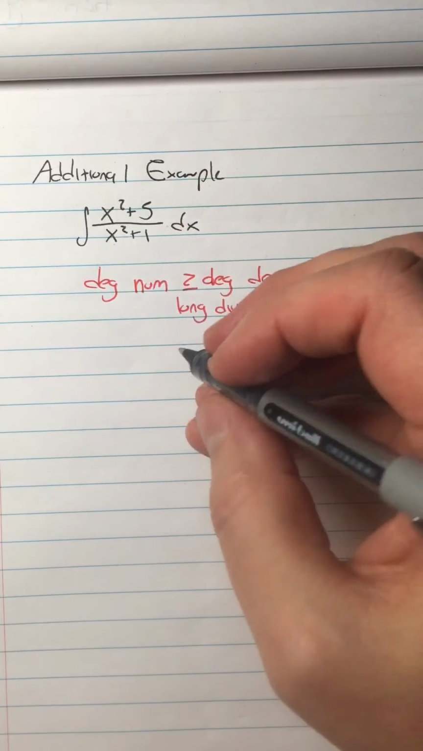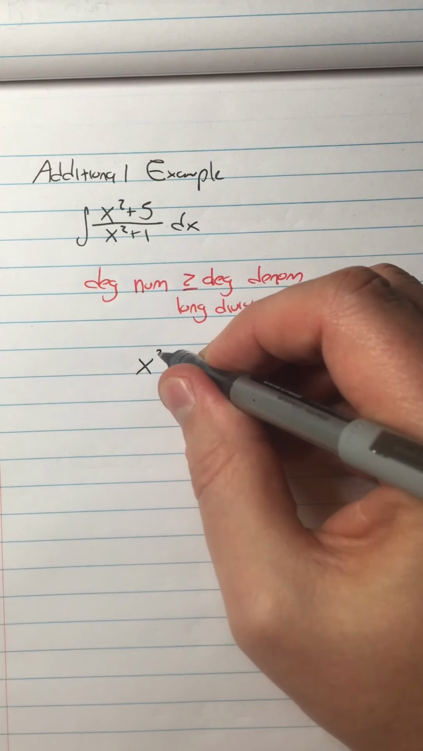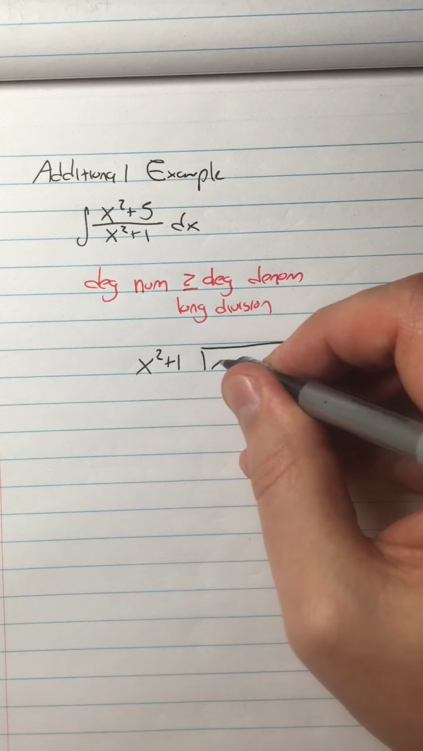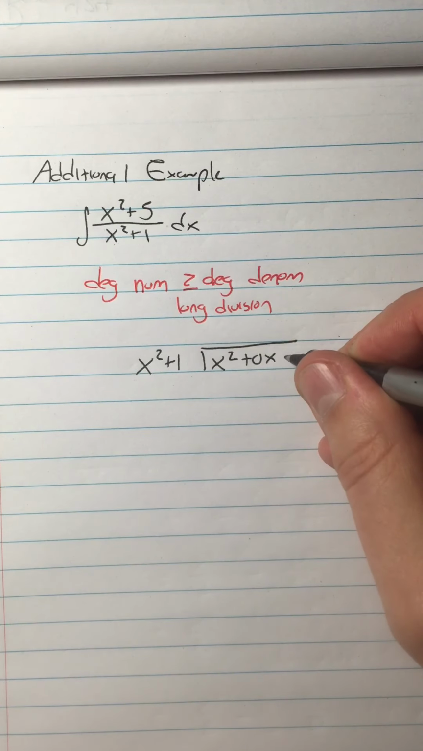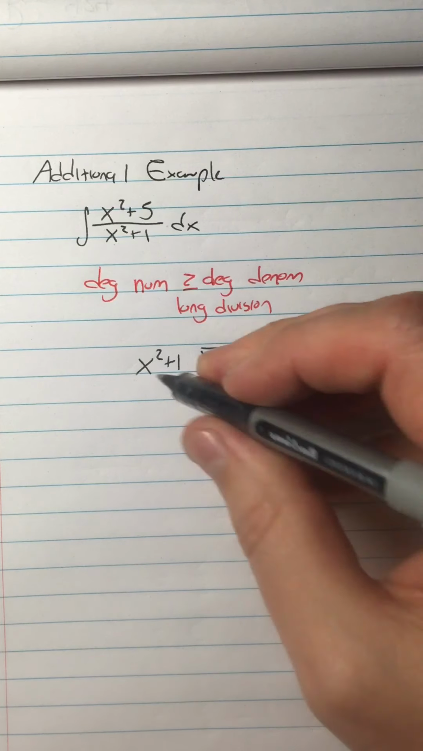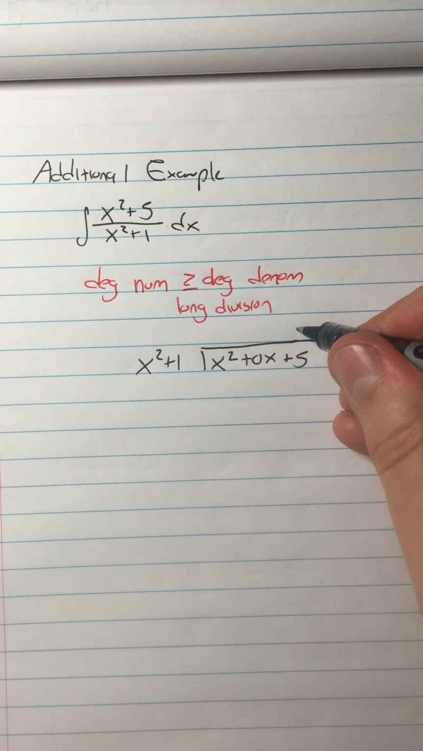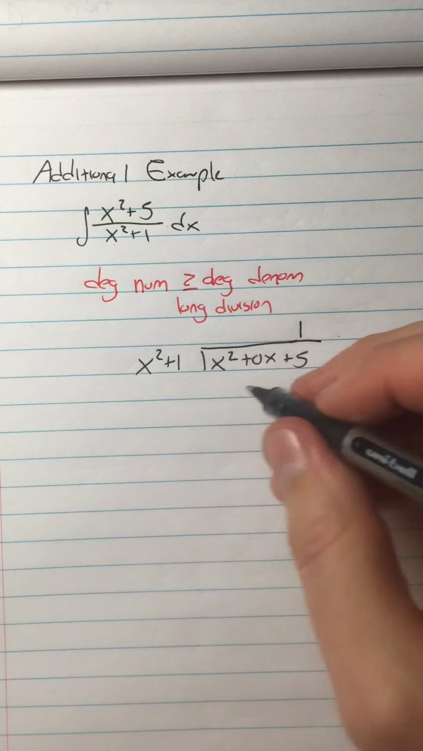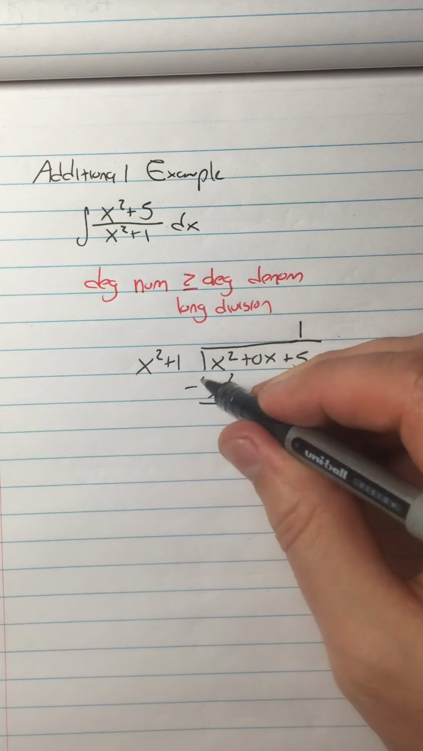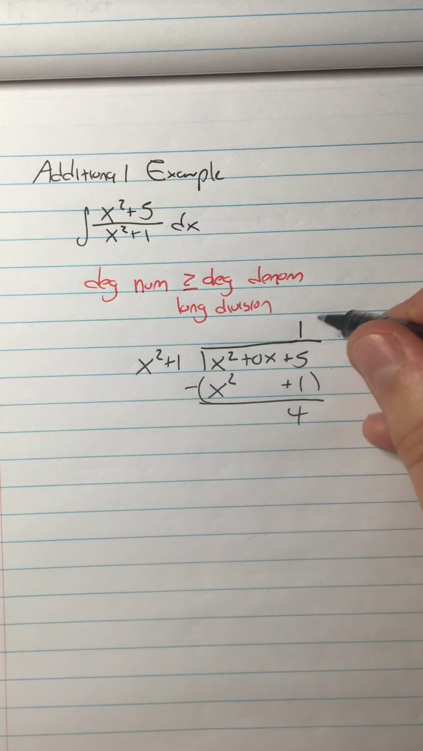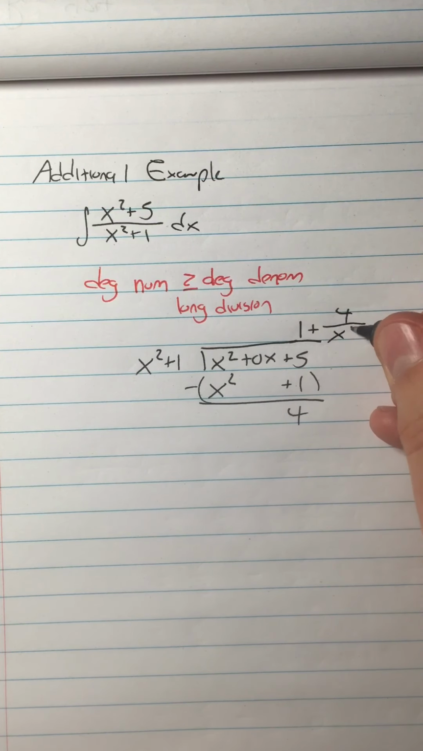All right, so how do I do that long division? I'm going to do the denominator divided into the numerator. I'm going to put in the plus 0x, although I probably won't need it. And then x squared goes into x squared one time. I'm going to put that in my constant column because that's how I like to roll. And then I have x squared plus 1. I subtract, and I get 4. So that is going to be plus 4 over x squared plus 1. All right, so that's what I get by long division.